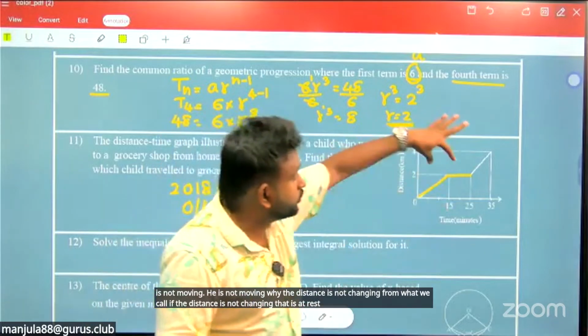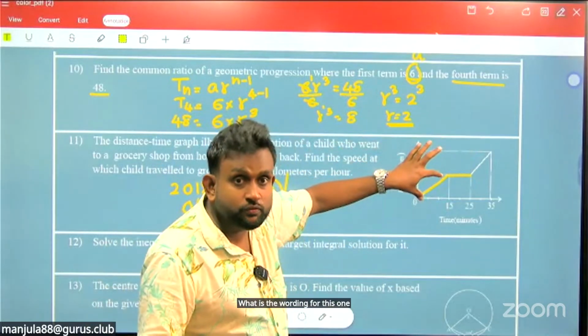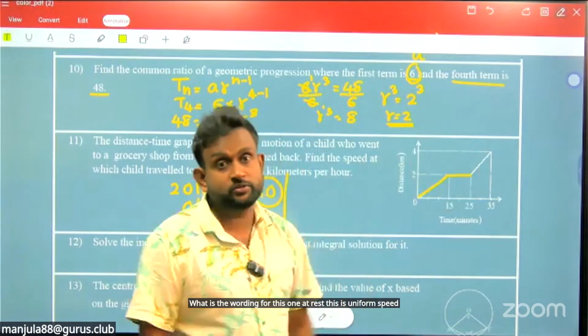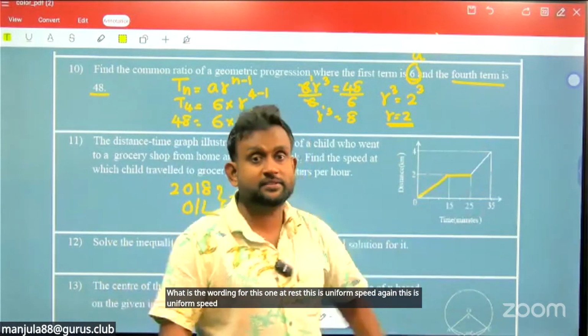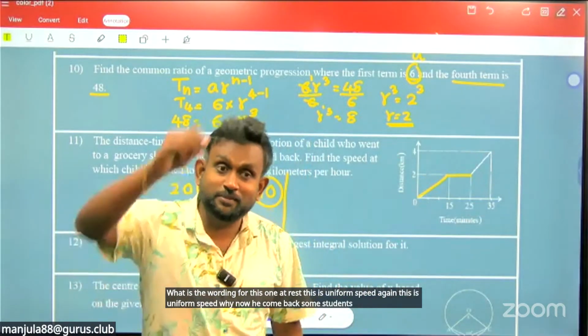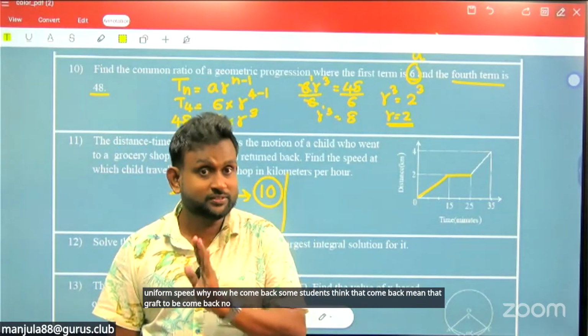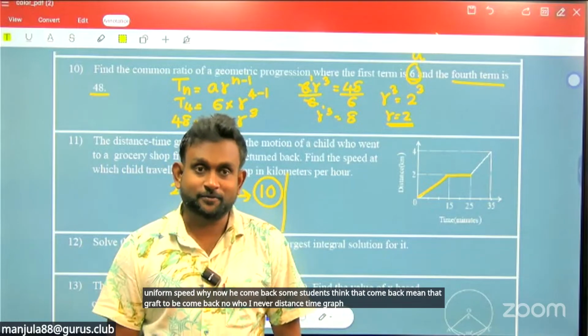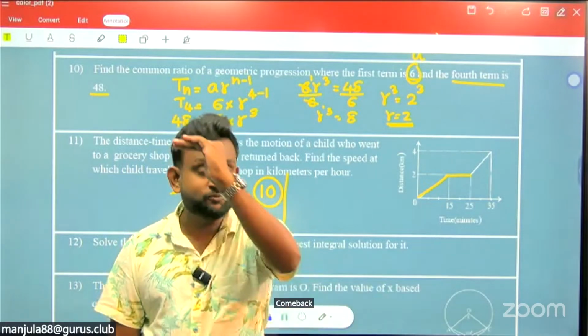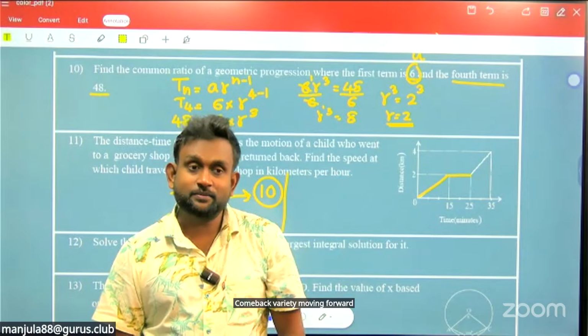What is the wording for this one? At rest. This is uniform speed. Again, this is uniform speed. Now he comes back. Some students think that coming back means the graph comes back. No. A distance-time graph never comes back. Write it: moving forward. Why am I saying that?